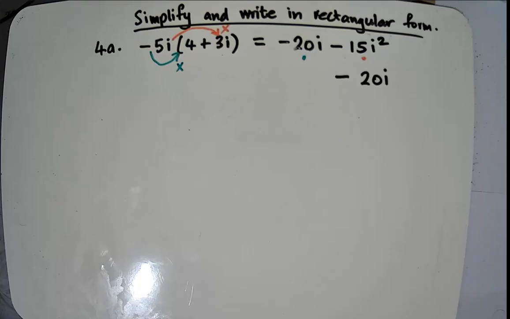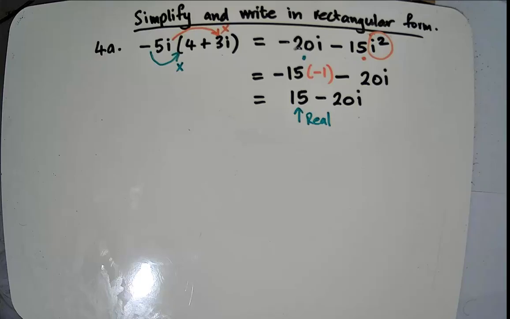So the 20i will go at the back because that is the imaginary part. Notice it was a negative 20i. And so the 15i squared will go in the front. Also a negative 15i squared. But i squared is minus 1. So where you see i squared, you will substitute minus 1. Negative 15 times minus 1 will give us a positive 15. So we get the real part being positive 15 minus 20i, which is the imaginary part.